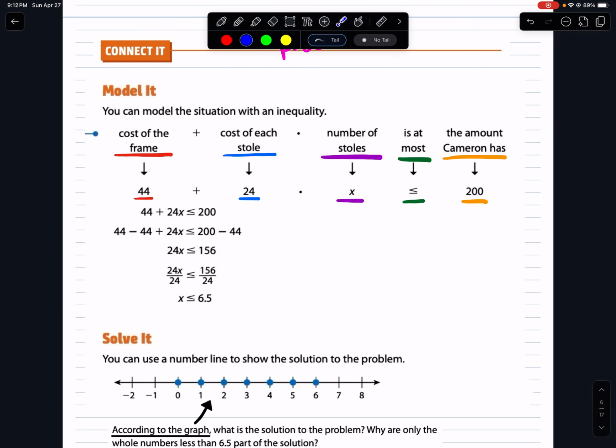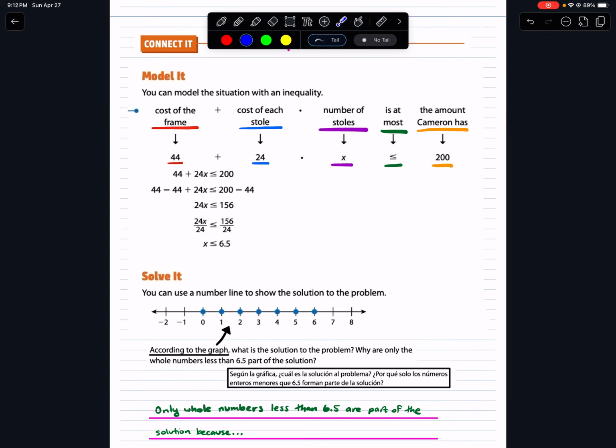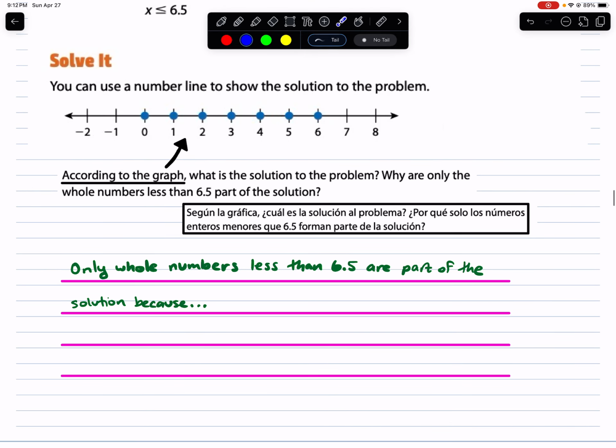Here's an example of how to think about it. You can model the situation with an inequality. The cost of the frame was 44. The cost of each stole was 24. The number of stoles, that's literally the variable, and the total is at most 200. So he has 200, but it could be at most 200, so less than 200 is good. They did the same steps here. You can use a number line to show the solution of the problem. This is exactly what we had. I didn't even realize I did the same thing as iReady.